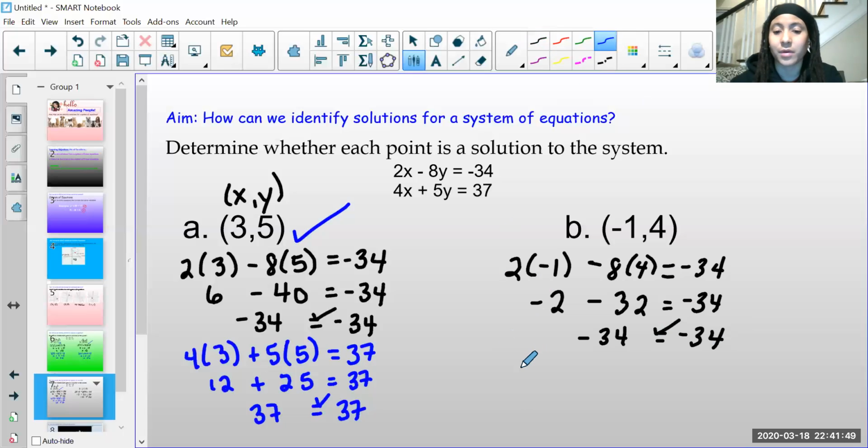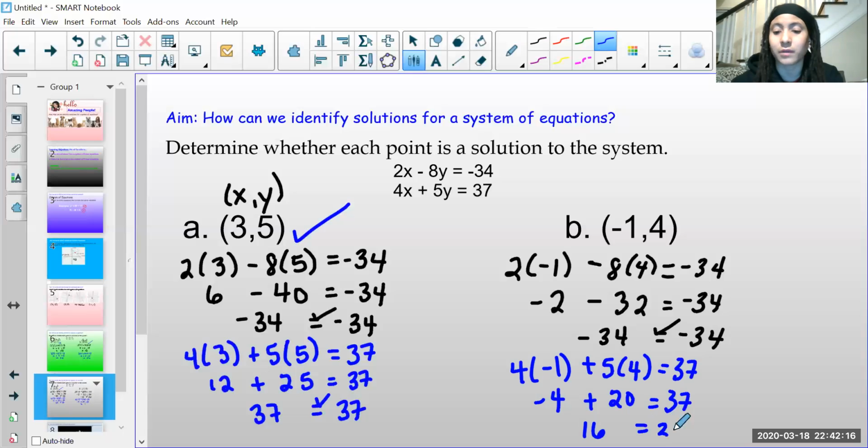Then we have 4 times negative 1 plus 5 times 4 equal to 37. This is negative 4 plus 5 times 4, which is 20, equal to 37. This gives me 16 equal to 37, and 16 does not equal 37.